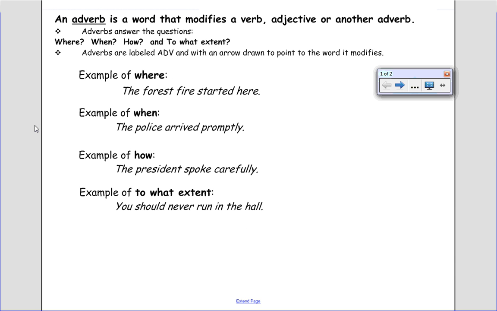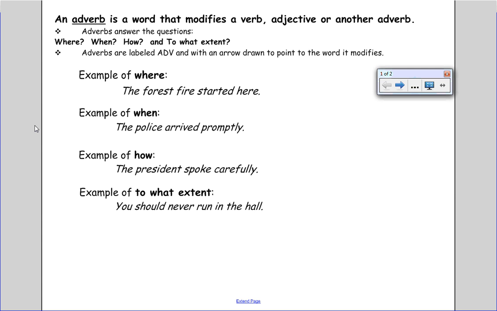Today we're going to start talking about adverbs. Adverbs are words that modify verbs, adjectives, or other adverbs. So since we said that they modify those parts of speech, we'll be drawing an arrow from the adverb to the word that it modifies and writing ADV above it. Adverbs can answer one of four questions. They are where, when, how, and to what extent.